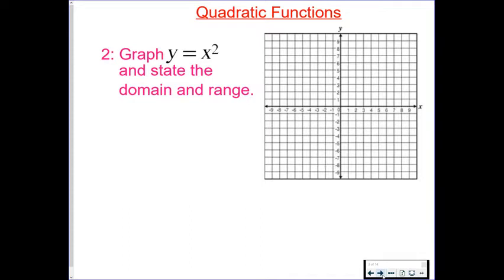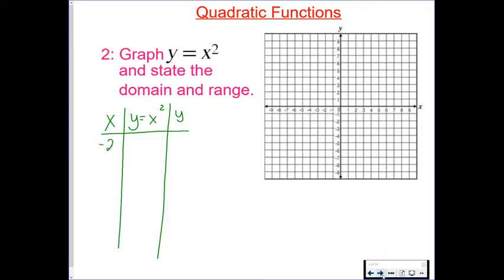Next one, it's y equals x squared. This is a quadratic function. Again, I'm going to just write my x values, plug them in, and get my y's. X values, I'm going to choose the same ones that I did last time, -2, -1, 0, 1, 2, and plug them into my equation.